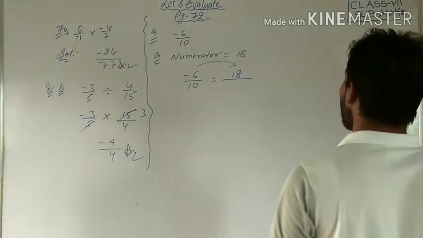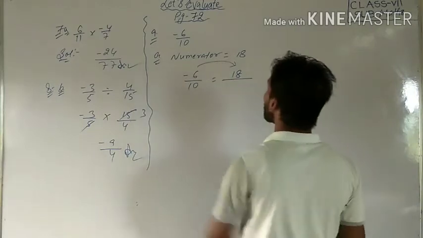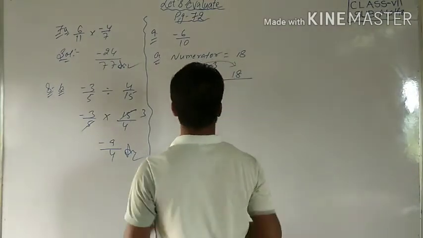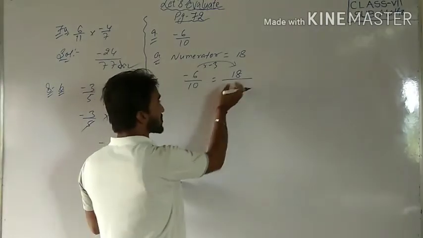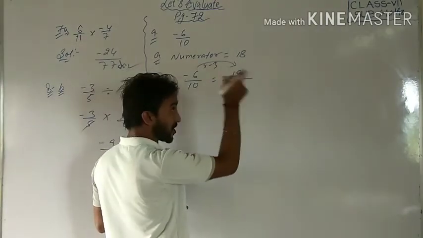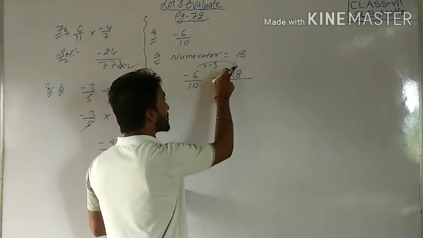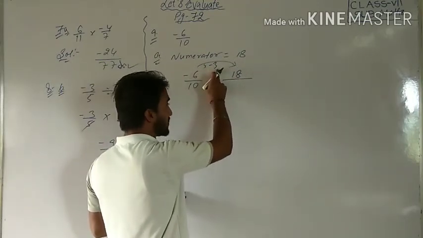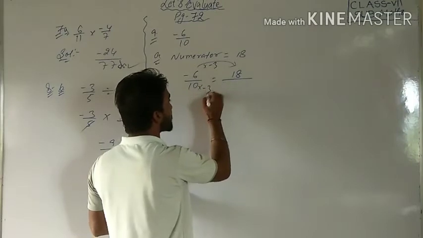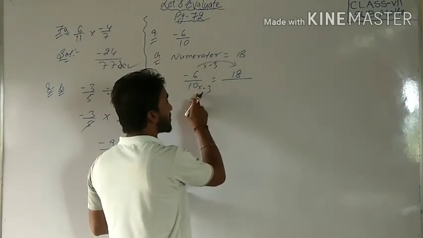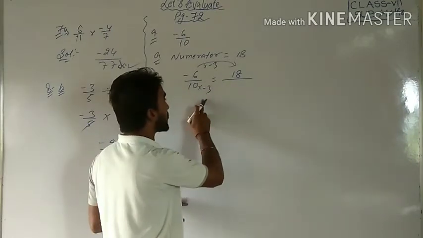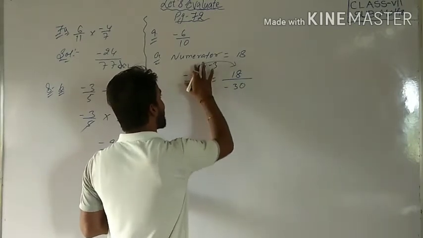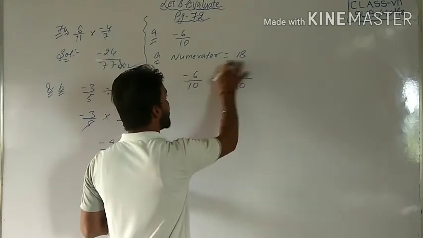We will multiply by how much? By how much? Minus 3. Why minus 3? Because we have to make 18 positive. So if we are multiplying 18 by minus 3, then definitely we will multiply by minus 3 in the denominator also. When we multiply by minus 3 in the denominator, what answer will it become? Minus 30. I hope that you all understood very well.